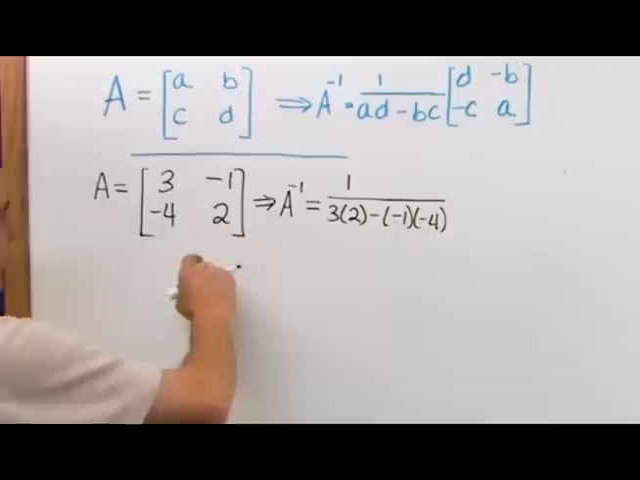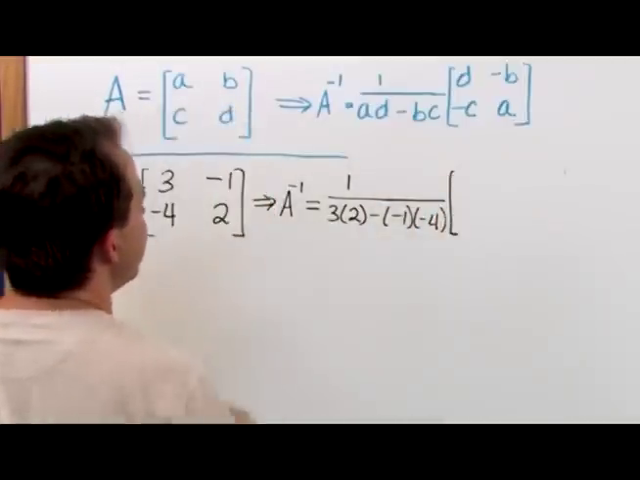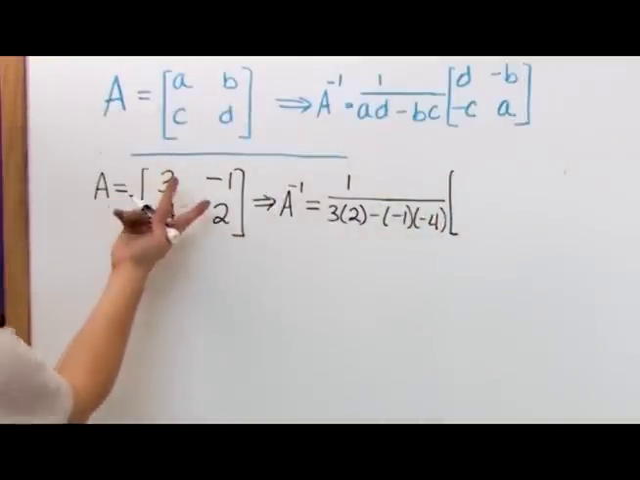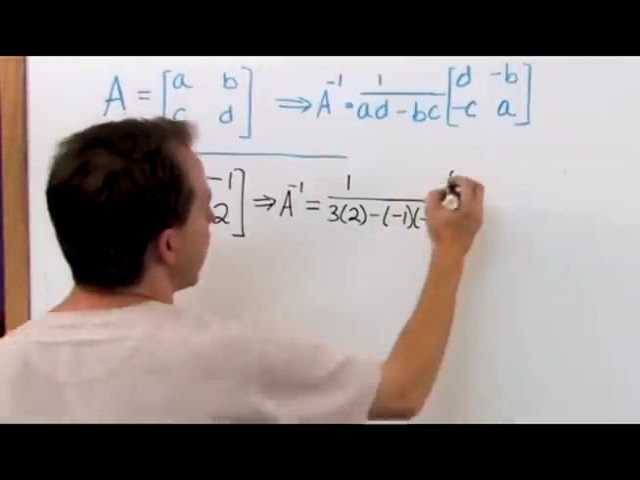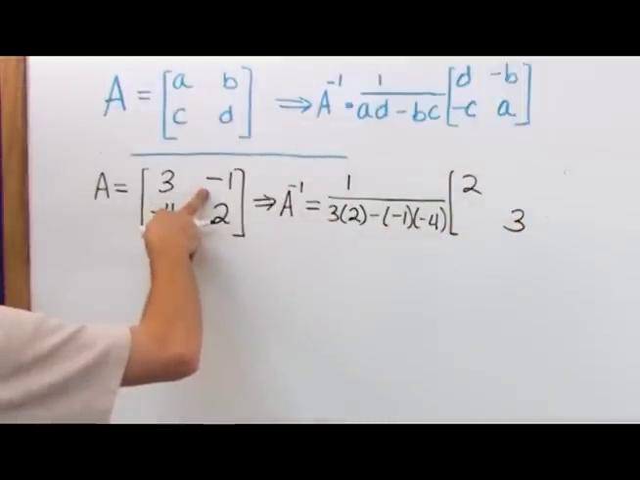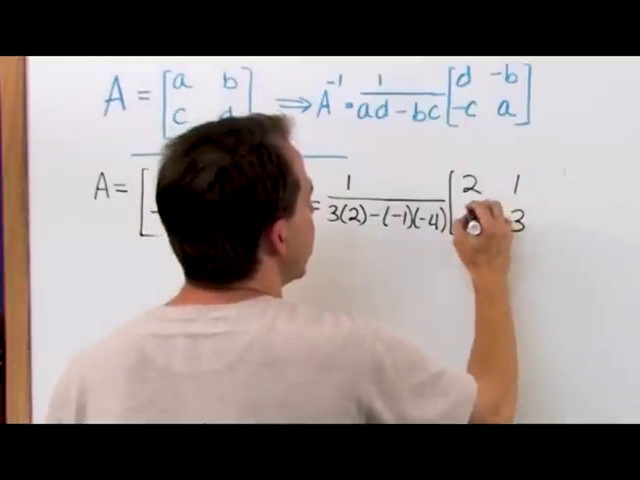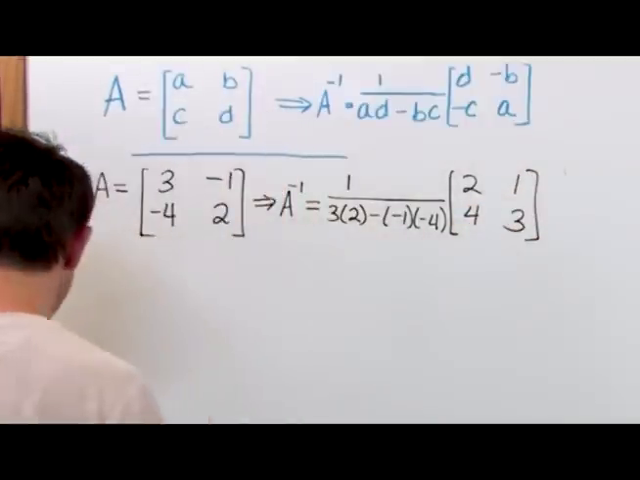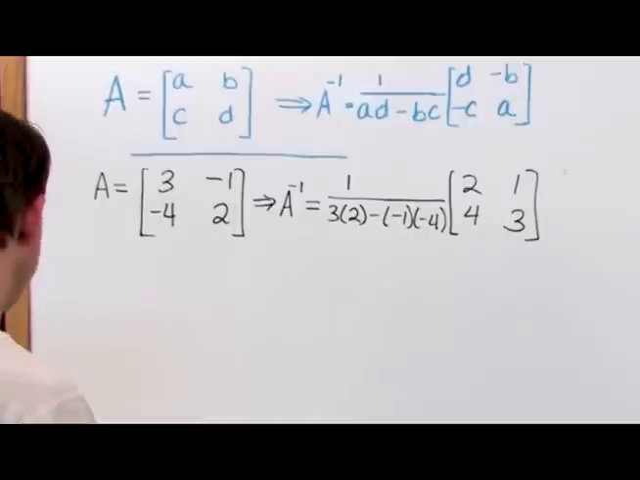Minus B times C, and you're going to multiply that by a matrix. You flip these two things around, D and A, so I'm going to have 2 and I'm going to have 3, and you just put negative signs in front of these two here. So this is going to be a 1 and a 4. So 2, 1, 4, 3, and you're going to have that on the bottom.